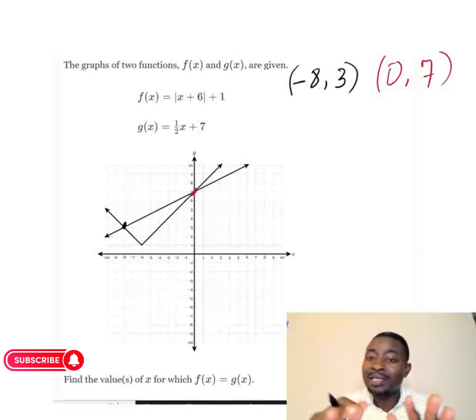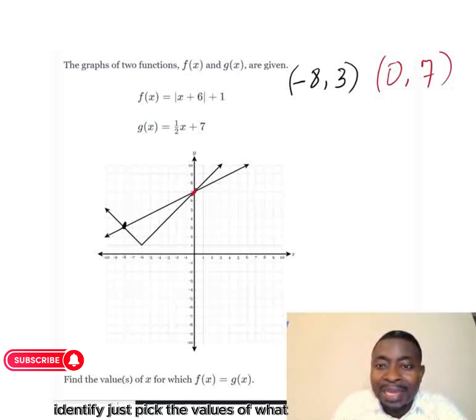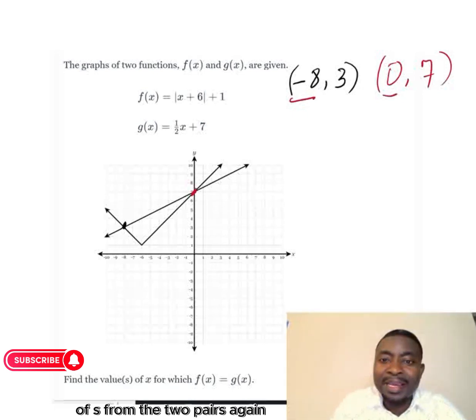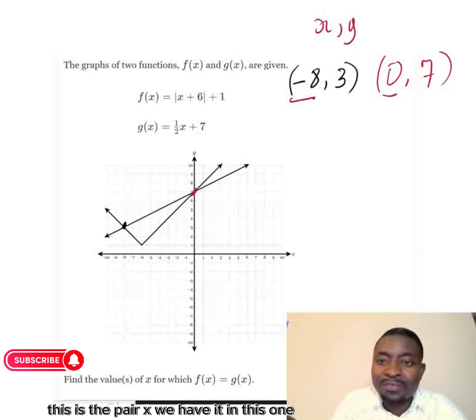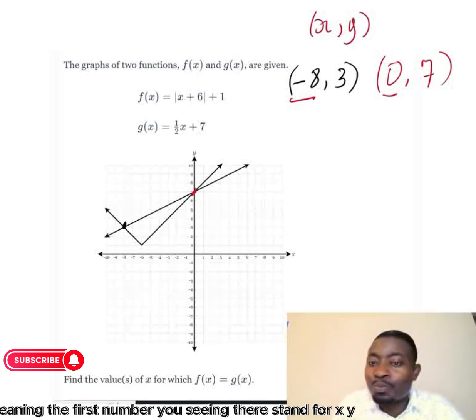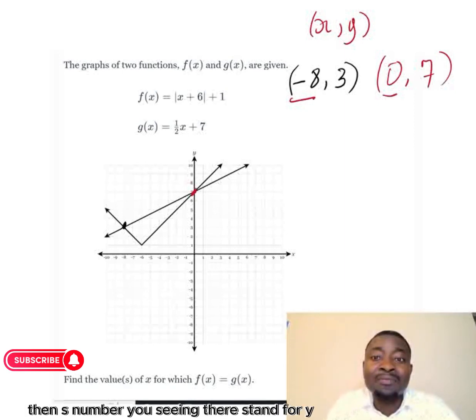Now, since we're asked to find the values of x for which f of x is equal to g of x, simply put, we are asked to do what? Just pick the values of x from the two pairs. Again, when you see numbers written like this, it is a pair. We have it in this form, x and y, meaning the first number you see in there stands for x, while the next number stands for y.